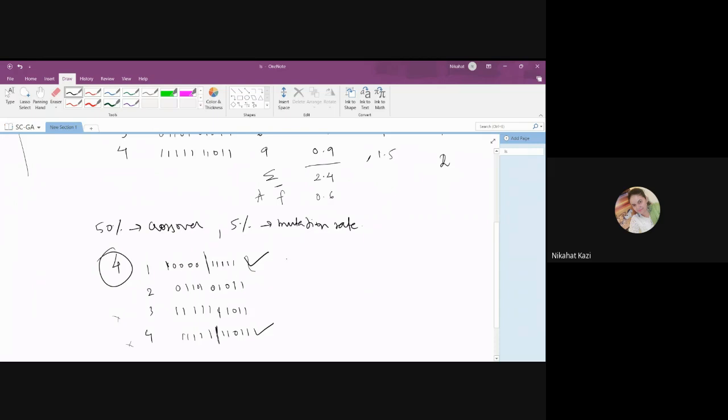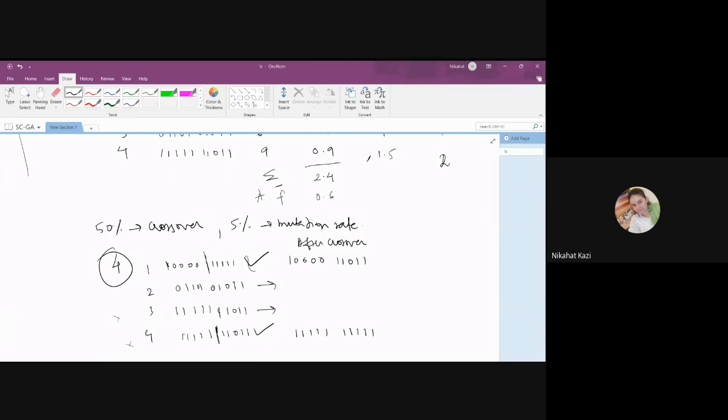Okay, so the strings that I'm going to get after crossover are 1 0 1 1 0 1 1, and this side will come. Okay, and the remaining two will remain the same. The remaining two will be unchanged. So this will go as it is, this will go as it is, right? So this is after crossover.